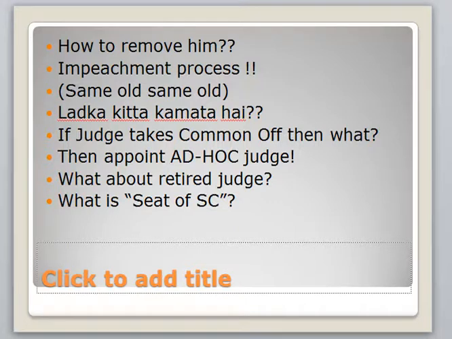Next point: what happens if there is a shortage of judges? If there are fewer judges in the Supreme Court, the Constitution says the President can appoint ad hoc judges. Ad hoc means temporary. So he can appoint temporary judges after consultation with the CJI. Then what about retired judges? The CJI and the President can appoint a retired judge as a Supreme Court judge.